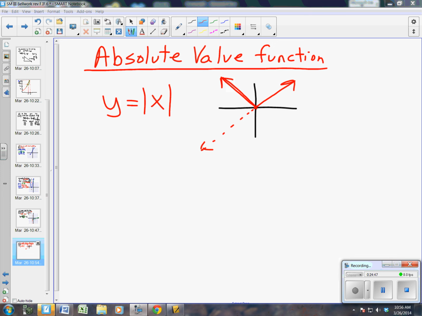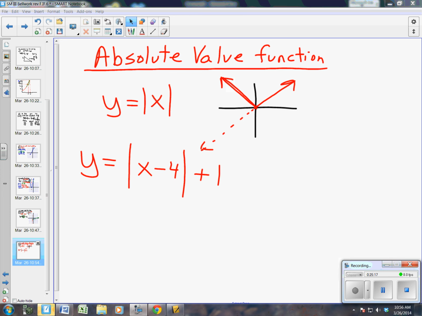Okay, so you can take the absolute value of any equation. Like these functions, probably the best way to do it is to think of a line and graph the line and then do a vertical shift. So let's say I gave you this equation right here. Y equals the absolute value of x minus 4 plus 1. I'm going to give you guys a minute. See what you can do on this.